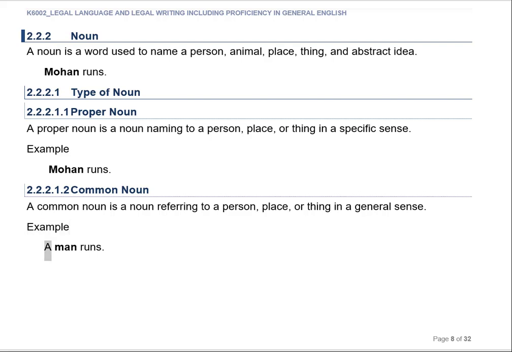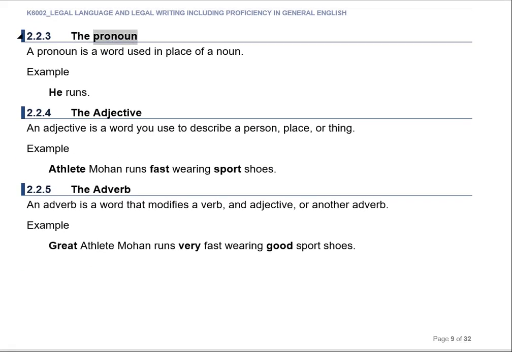Example, a man runs. The pronoun. A pronoun is a word used in place of a noun. Example, he runs. The adjective. An adjective is a word you use to describe a person, place, or thing. Example, athlete Mohan runs fast wearing sport shoes.